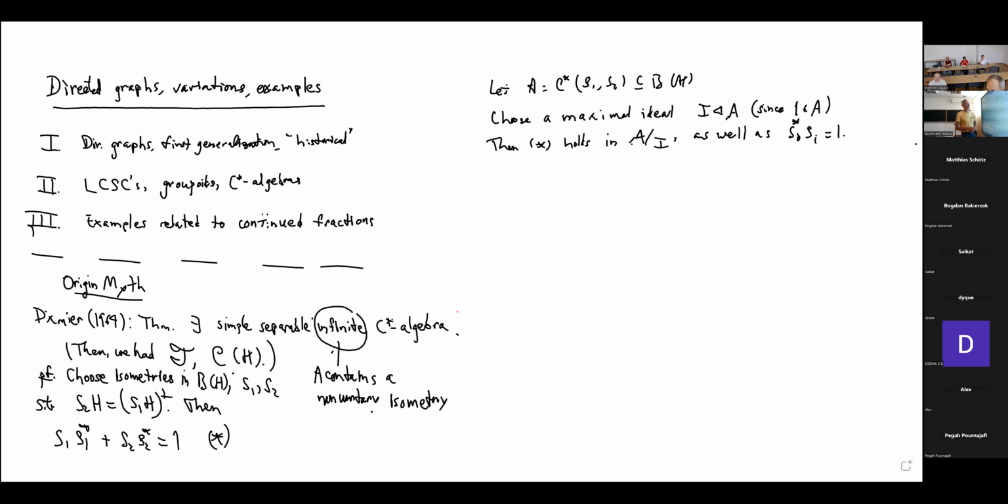Okay, so we still have isometries. They're non-unitary because this holds. And now it's simple because we divided by a maximal ideal. So A mod I is the example.